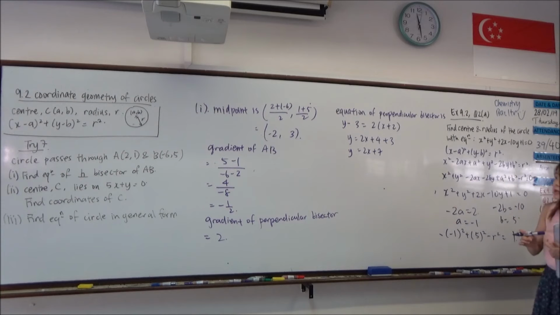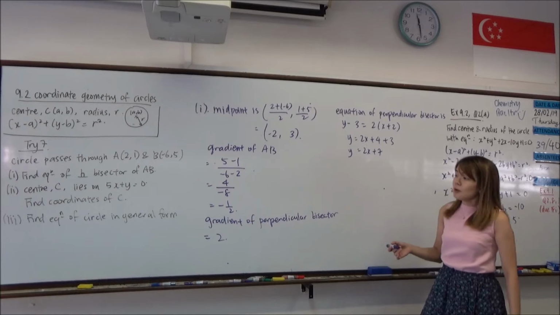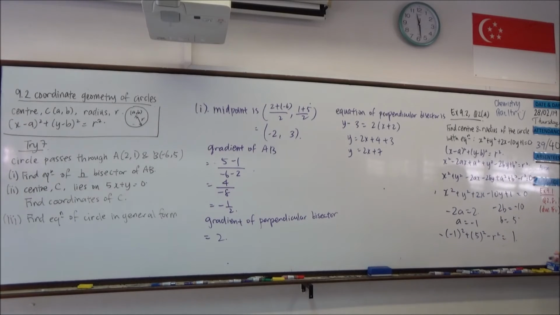So the equation of the perpendicular bisector will be y equals to 2x plus 7. Okay? Any questions for part 1? It's just your last year's content. Okay? More importantly, let's look at part 2.